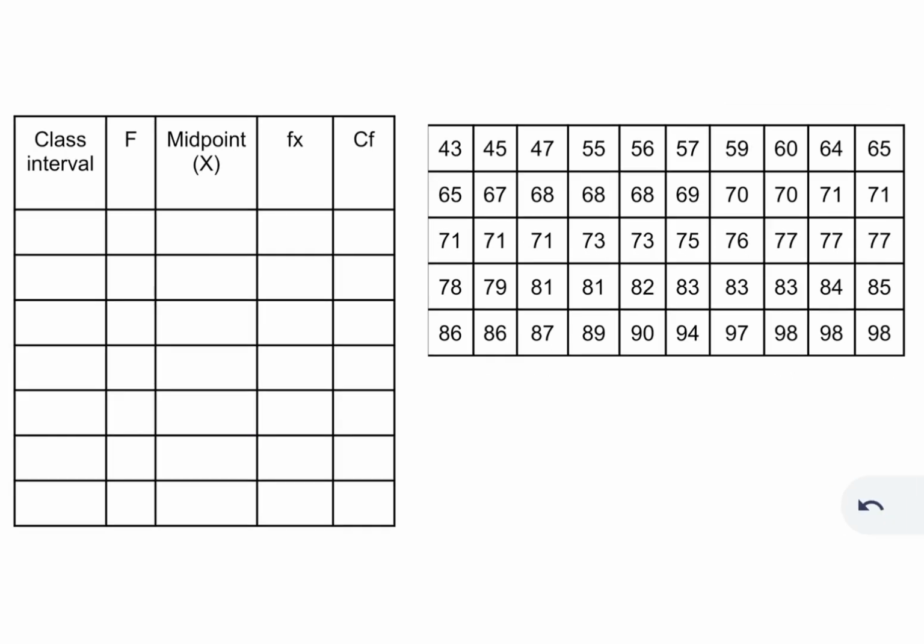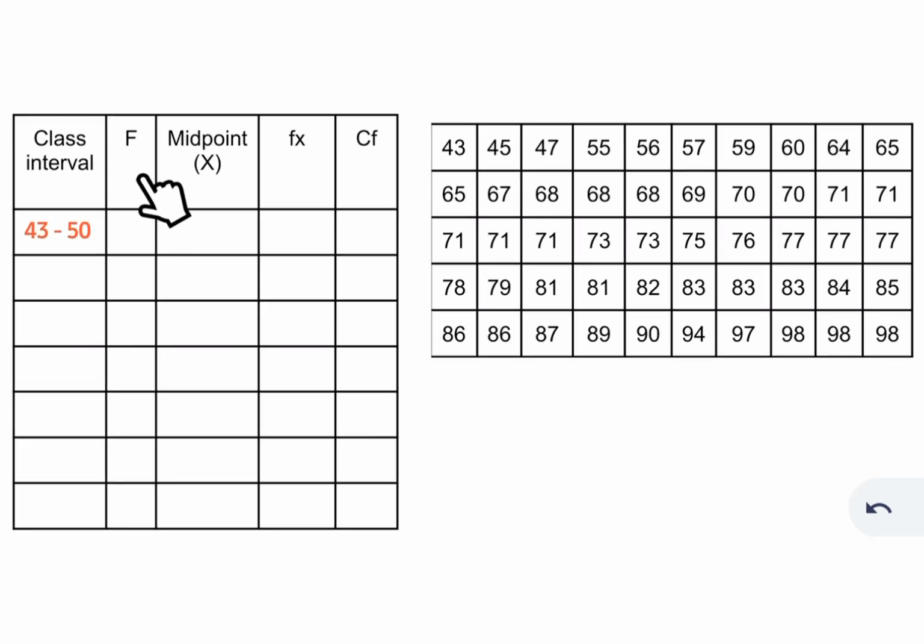We are asked to start with the least number, and of course the least number we have here is 43. But remember, the instruction was to construct this using 7 classes, right? After 43, the next values will be 44, 45, 46, 47, 48, 49, 50. When we count, we have 1, 2, 3, 4, 5, 6, 7. What this basically means is that we have from 43 to 50.